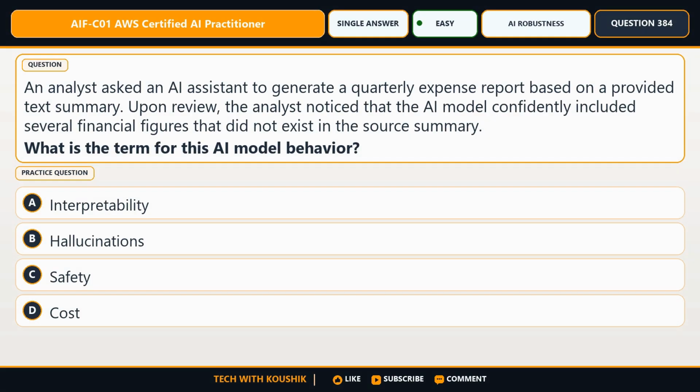Question number 384. Identify the requirement in this scenario. An analyst asked an AI assistant to generate a quarterly expense report based on a provided text summary. Upon review, the analyst noticed that the AI model confidently included several financial figures that did not exist in the source summary. What is the term for this AI model behavior? Review the options. Choice A. Interpretability. Choice B. Hallucinations. Choice C. Safety. Choice D. Cost.